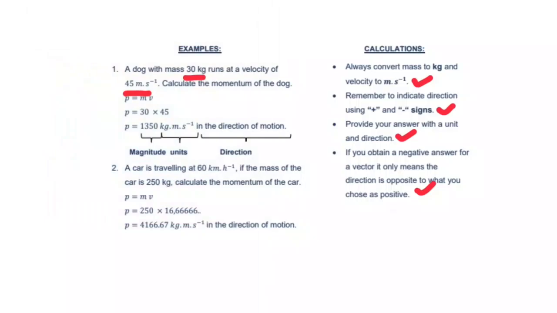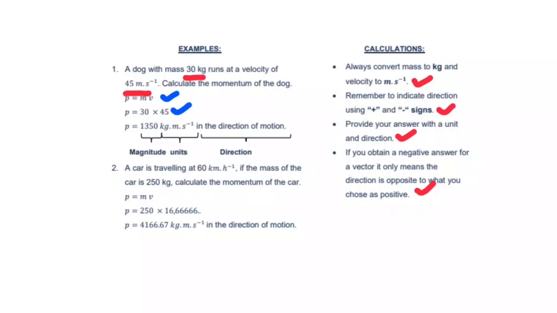The mass is in kgs, so no problem there whatsoever. And the velocity is in meters per second. So we're going to write our formula. P is equal to M multiplied by V. And then we're going to substitute. P is equal to the mass, which is 30, multiplied by the velocity, which is 45.